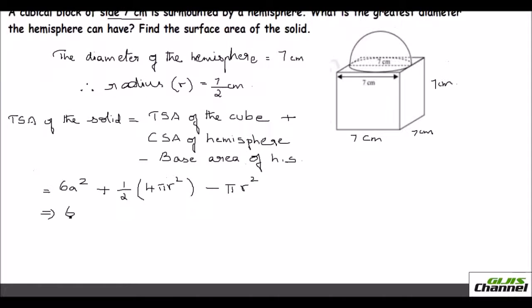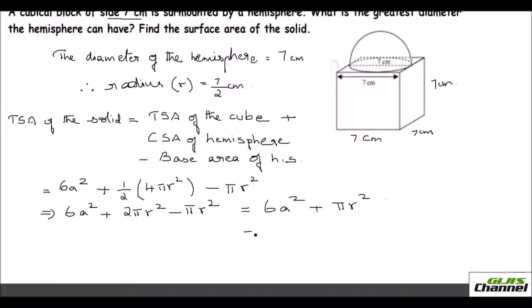The base of the hemisphere is a circle, so that area pi r square you have to take away. Okay, 6a square plus 2 pi r square, take away pi r square, right? So that means it is 6a square plus 2 pi r square minus pi r square is pi r square. Okay, just find the answer for it.